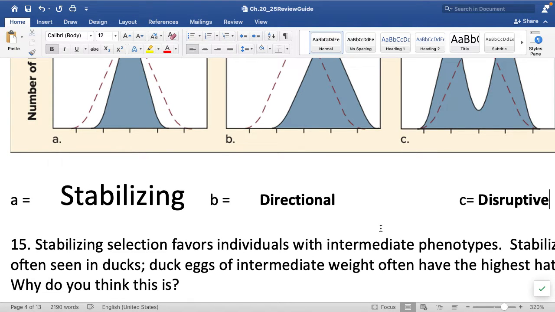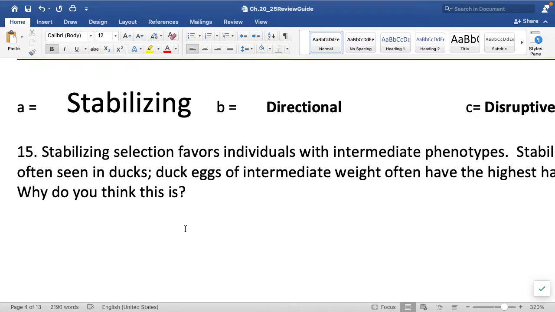Okay, 15. Stabilizing selection favors individuals with intermediate phenotypes. Stabilizing selection is often seen in ducks. Duck eggs of intermediate weight often have the highest hatching success. Why do you think this is? They'd be more calm and there wouldn't be many extremes. Something like that. Because the oddball should be picked out.